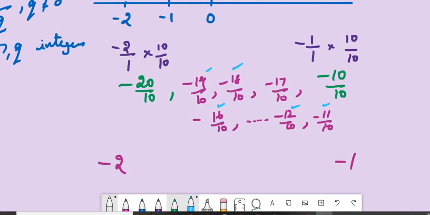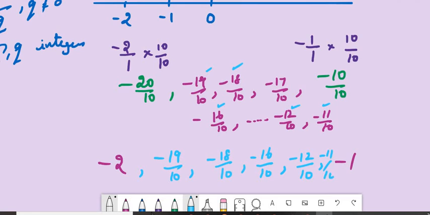Okay. So minus 19 by 10, minus 18 by 10, minus 16 by 10, minus 12 by 10, and minus 11 by 10. I hope it's very clear to you. Let us proceed to the next sum. The next sum is already given in the rational number format, minus 4 by 5 and minus 2 by 3. Let us do that.